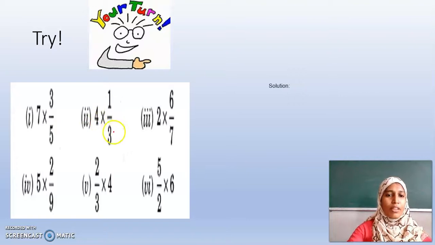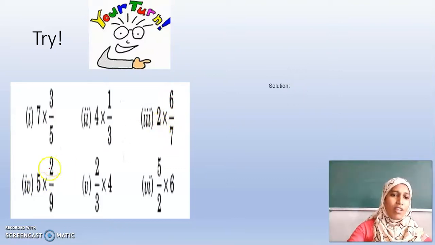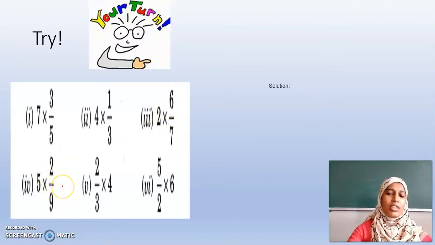Now 4 into 1 by 3. What is the answer? 4 into 1 by 3. Very simple. Just by looking at it you can give the answer. 2 into 6 by 7. Got it? 5 into 2 by 9. Only up to 4 questions.